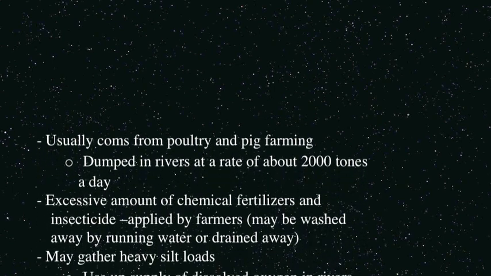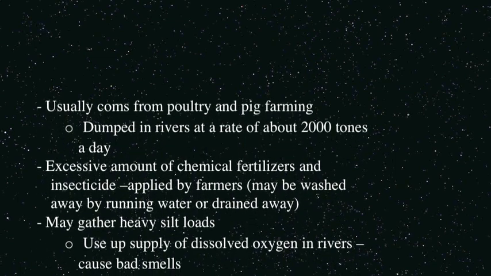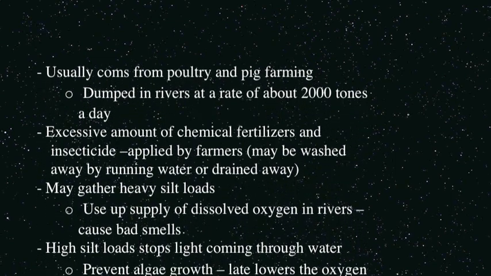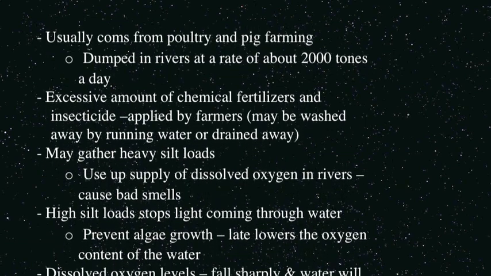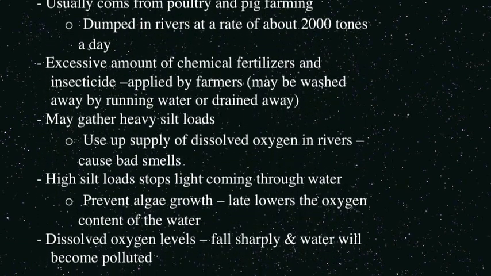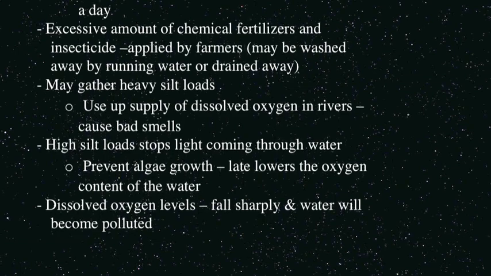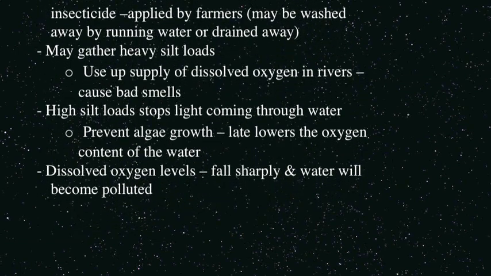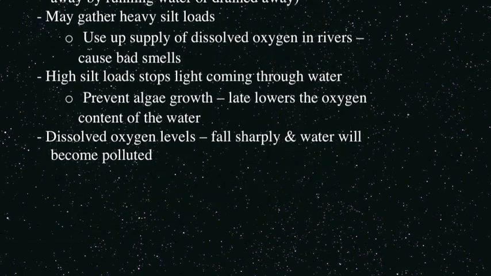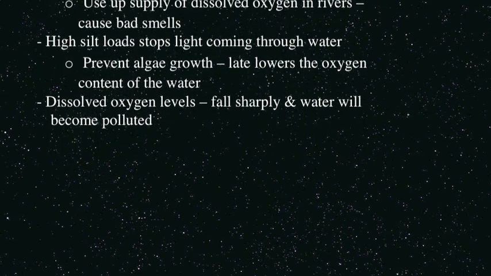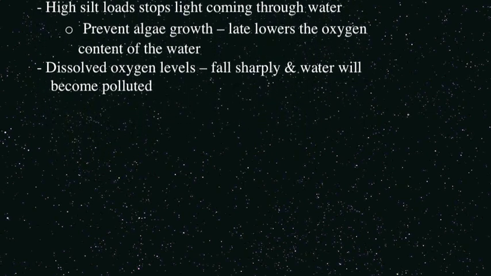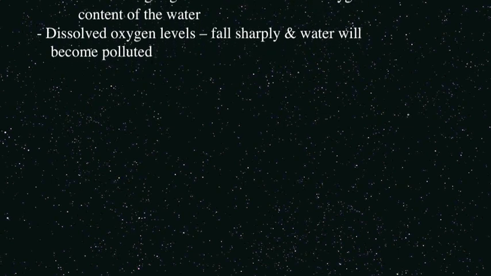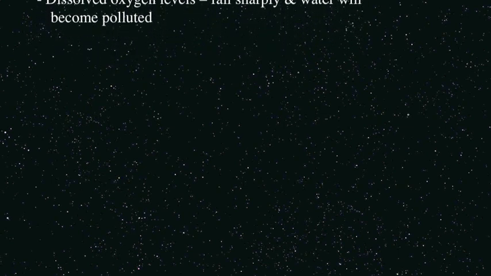There is an excessive amount of chemical fertilizers and insecticide applied by farmers, which can be washed away by running water or drained water. It might gather heavy silt loads which use up the supply of dissolved oxygen in rivers, which can cause bad smells. Higher silt loads can stop light from coming through the water, which can prevent algae from growing, which will lower the oxygen content of the water.